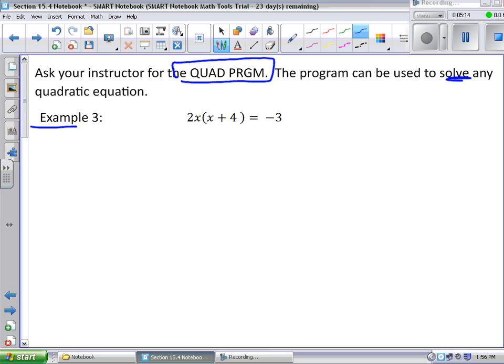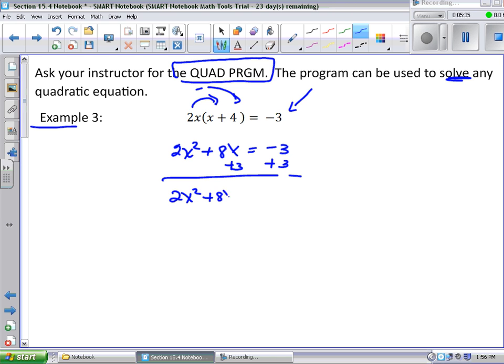Now on example 3, I think I'll go ahead and distribute that one out before I get 0 over on the right side, so that I'll have 2x times x is 2x squared, 2x times 4 is 8x is equal to negative 3, and then I'm going to add the 3 to both sides, and I'll have 2x squared plus 8x plus 3 is equal to 0. So I will be ready to name my a, b, and c. a is 2, b is 8, and c is 3.